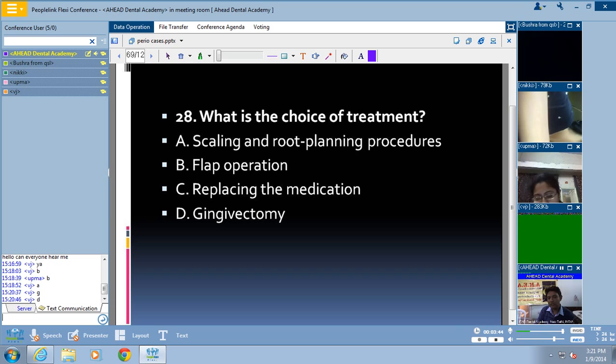See, you have a gingival enlargement because of a drug. Will scaling and root planing help? Okay, Upma also thinks it's D, gingivectomy straight away.